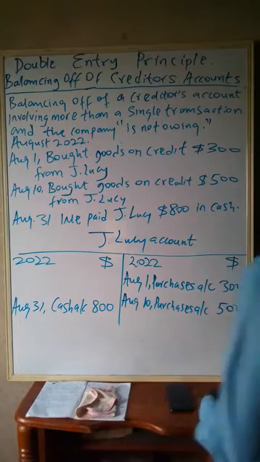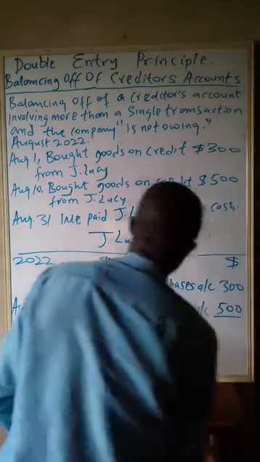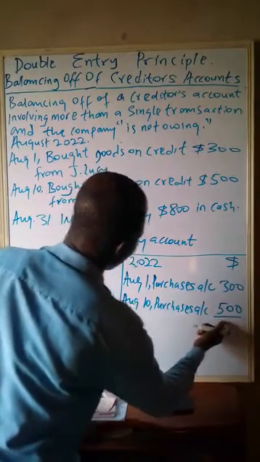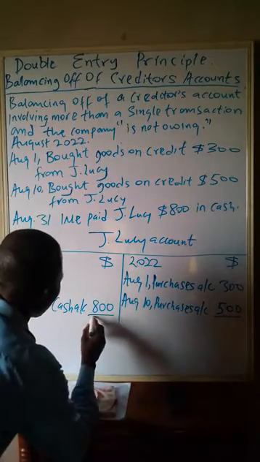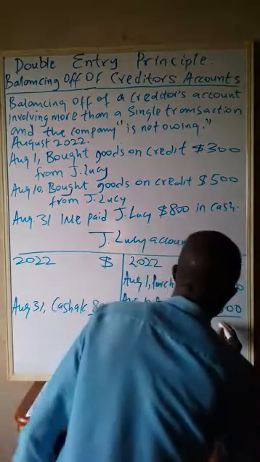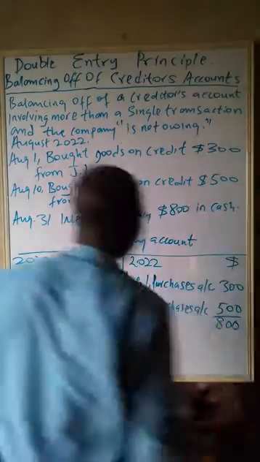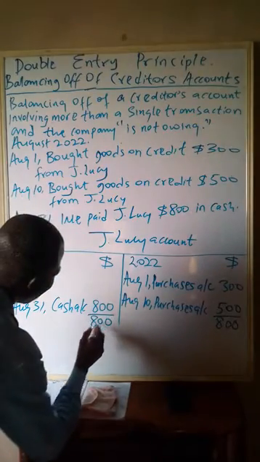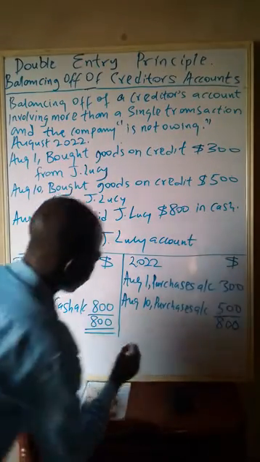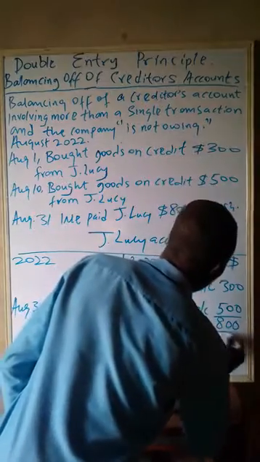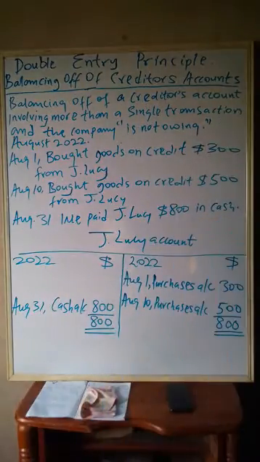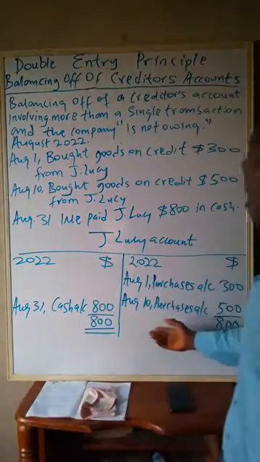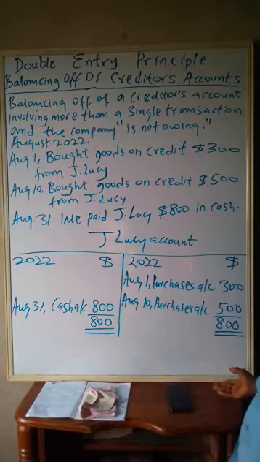We draw a single line above the total figure. What's the total figure here? That is 800. You can see 800, and what do we do? A single line above the total figure and a double line underneath the total figure. So we have balanced that account. There is no balance carried down because we have made payment of the total figure.